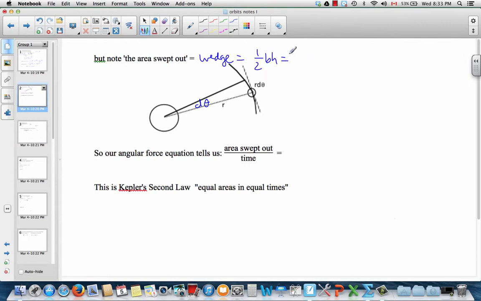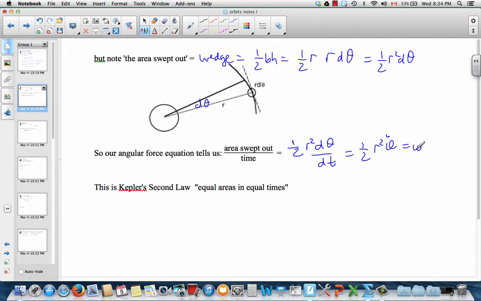The base is r. And the height, this is very nearly 90 degrees in the limit of small theta. So that's r d theta. So that is 1/2 r squared d theta. So that's the area swept out. If you divide that by the infinitesimal time dt, you get 1/2 r squared d theta/dt, which is 1/2 r squared theta dot, which we just saw above is a constant.